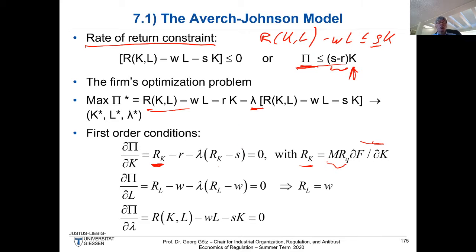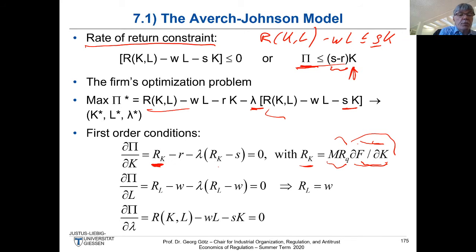with respect to the output, because we know if we increase K, via the production function, we get a higher output, which is nothing else than the marginal product of capital times, okay, if an increase in K leads to an increase in output of 1 unit, we know what the marginal revenue of that unit is. That's what we get. And apart from that, it's straightforward, minus R minus lambda R_K from the constraint, minus the S. And this is equal to 0.